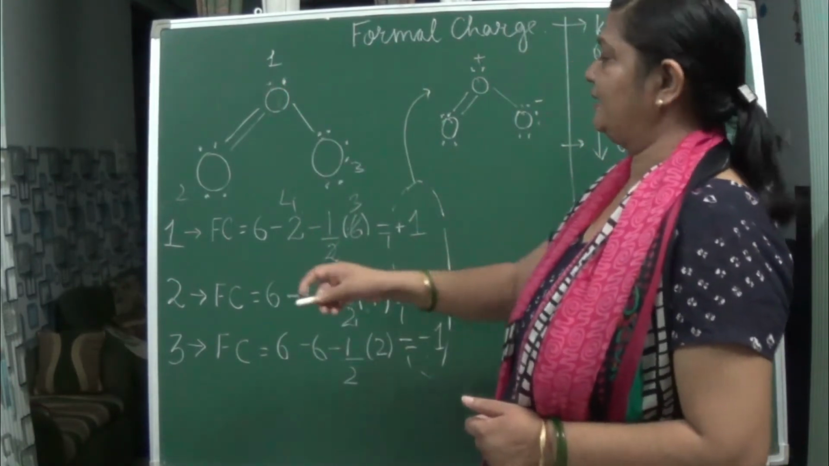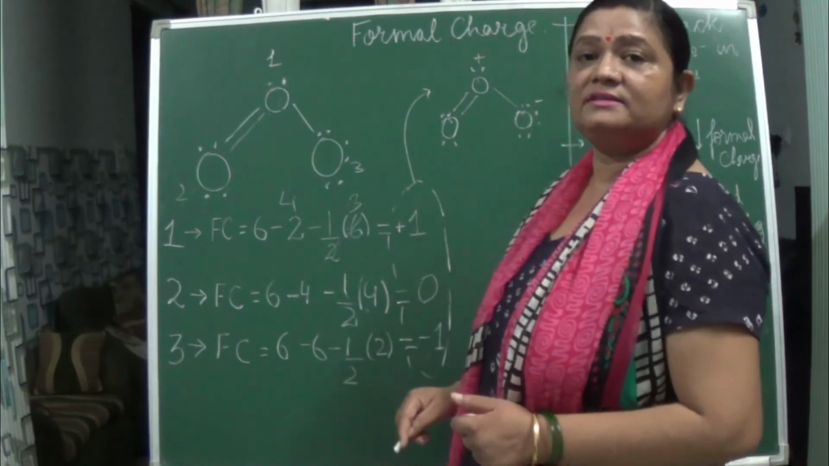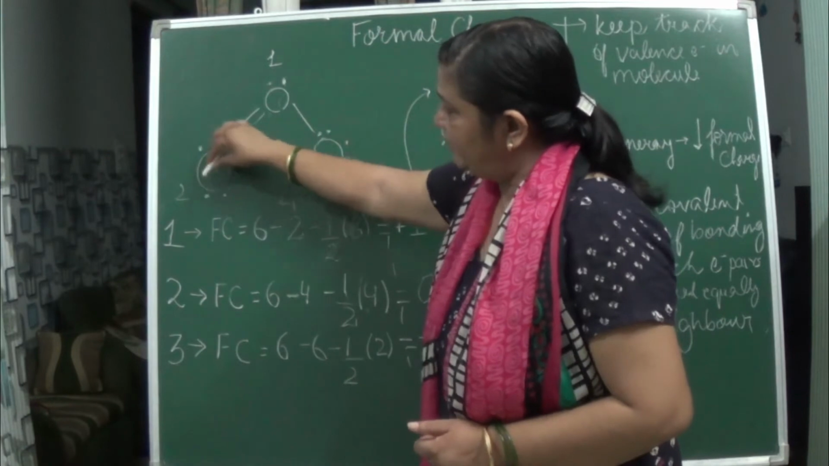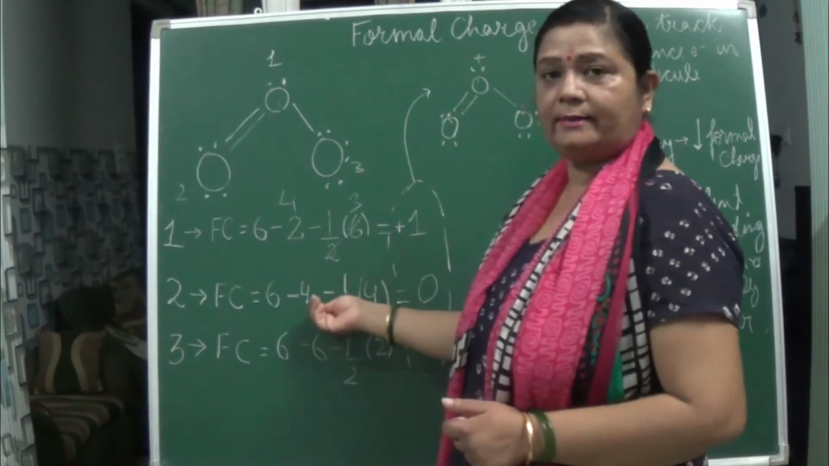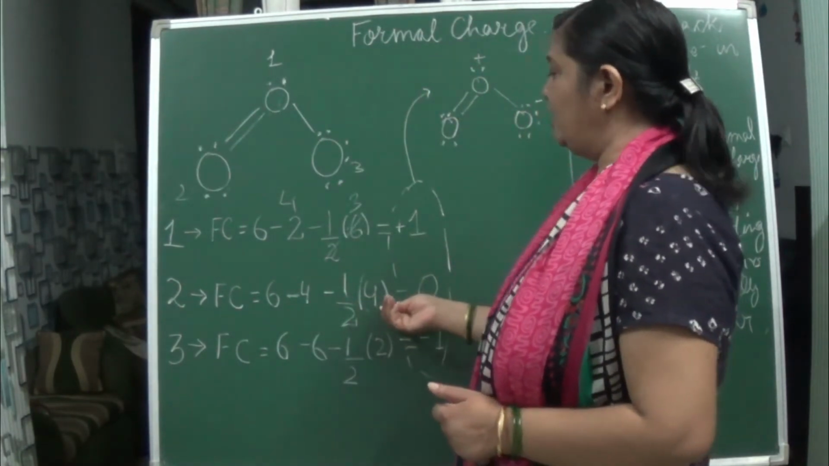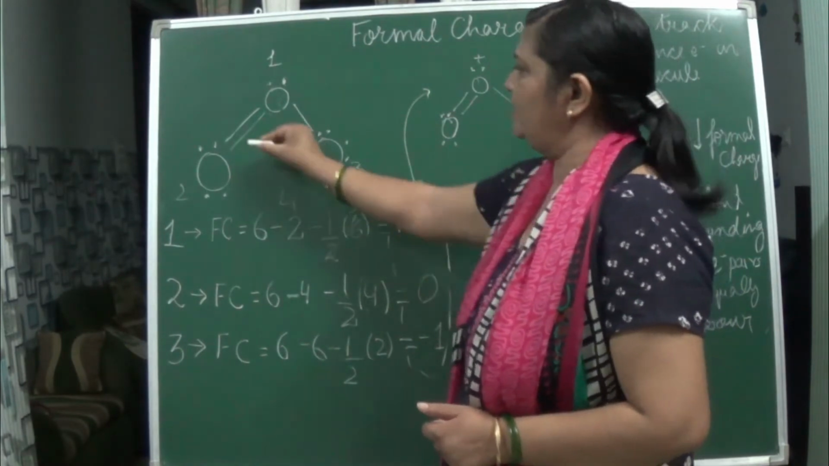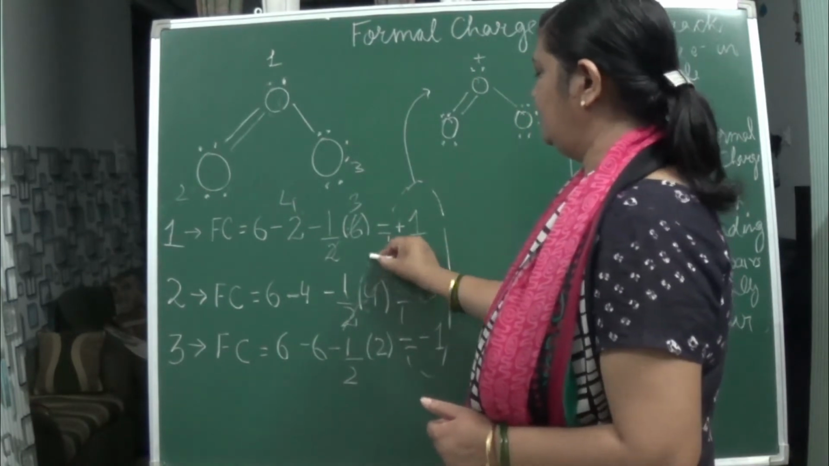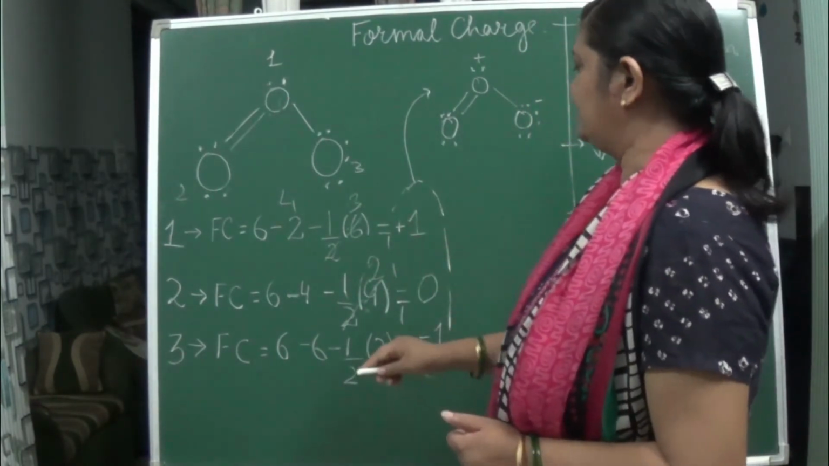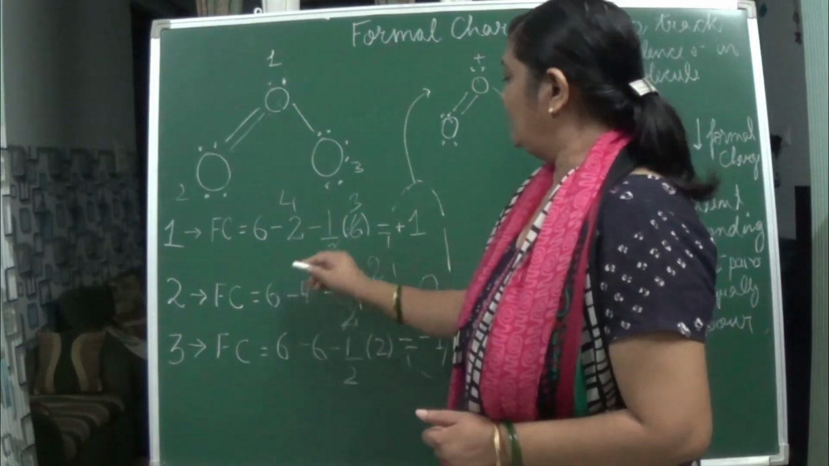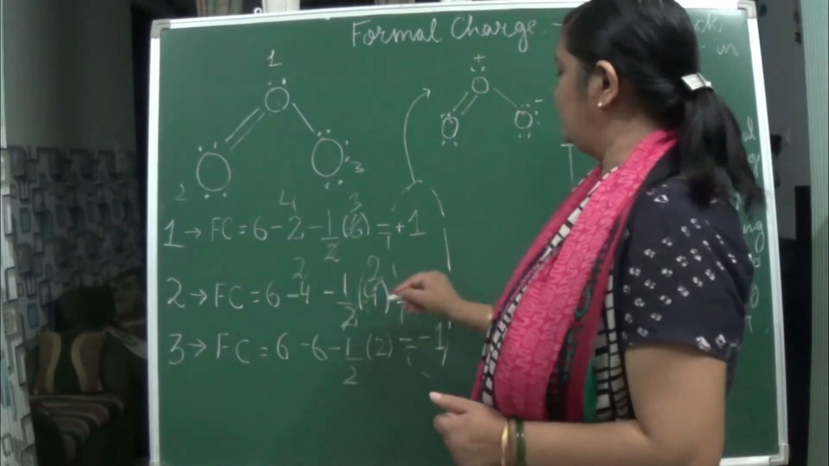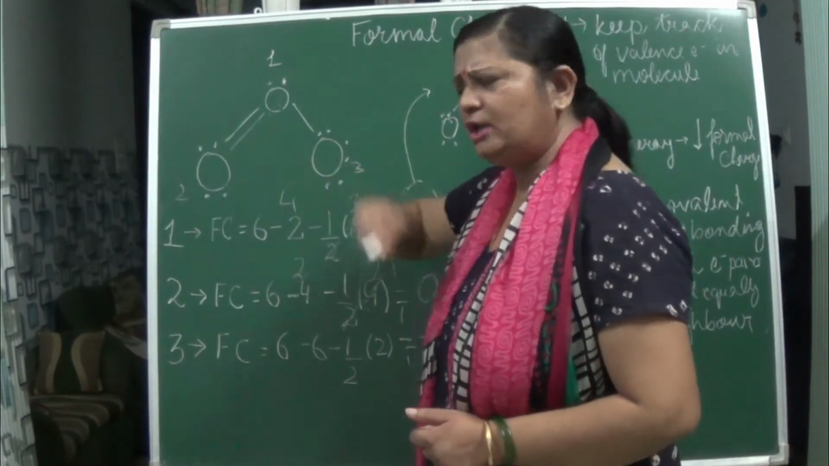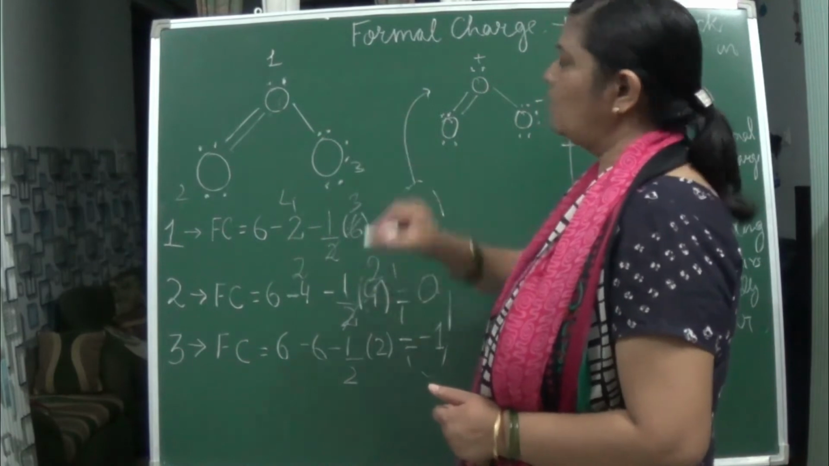Now coming to the second, how many valence electrons of oxygen? 6, isn't it? And here how many lone pair electrons? 1, 2, 3, 4, isn't it? Minus half the shared electrons. How many electrons are shared over here? 1, 2, 3, 4. Just solve this. How much will you get? 6 minus 4 is 2, 2 minus 2 becomes 0. So what charge does this acquire? 0.